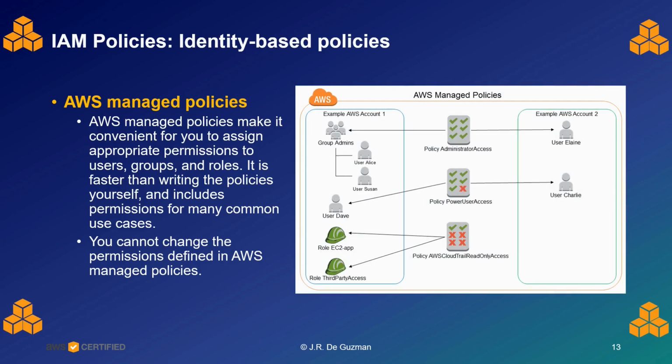The following diagram illustrates the AWS Managed Policies. The diagram shows three AWS Managed Policies: first, the administrator access, power user access, and then the AWS CloudTrail read-only access. Notice that a single AWS Managed Policy can be attached to principal entities in different AWS accounts and to different principal entities in a single AWS account.